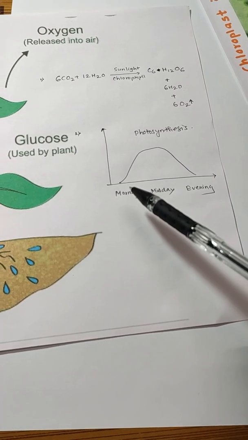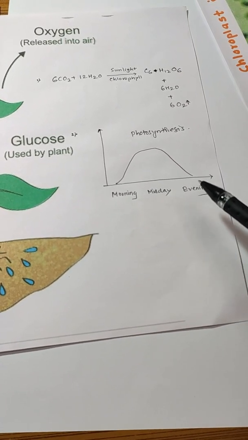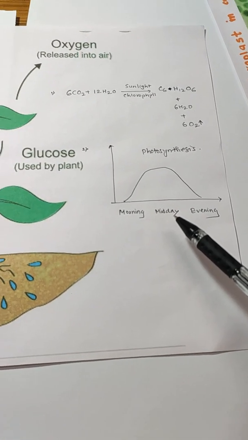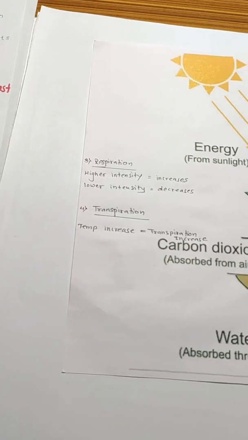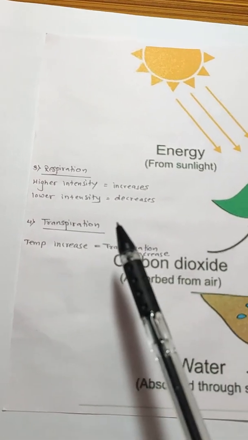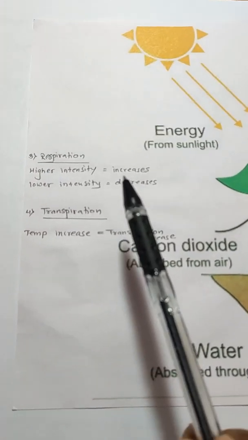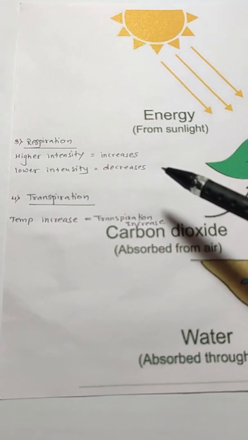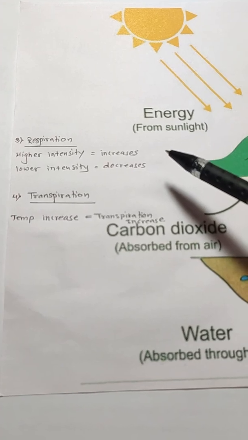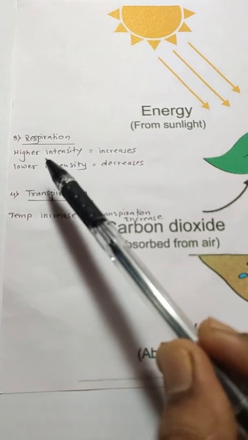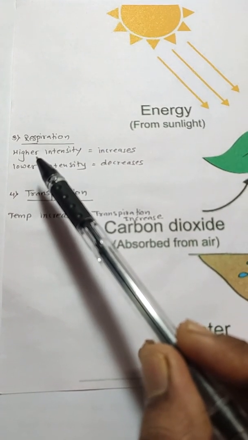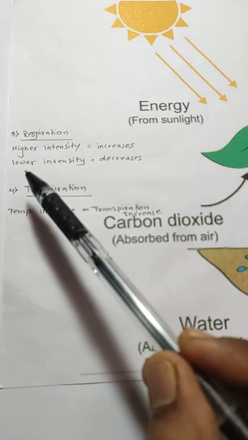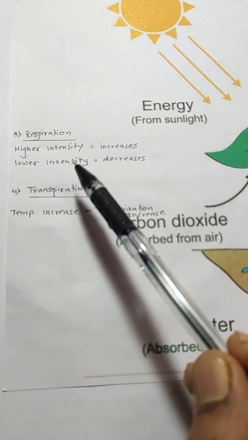So this is the photosynthesis activity. At midday, photosynthesis is at its peak period. Then respiration. Plants also require energy, so they break down glucose molecules by using oxygen. So respiration activity increases with the intensity of light, and decreases with lower intensity.